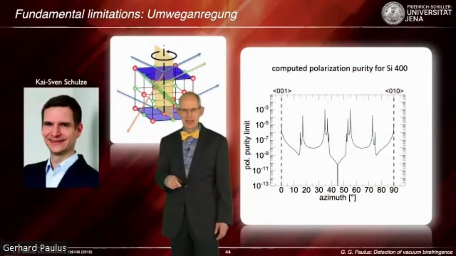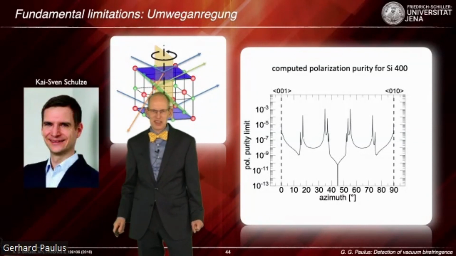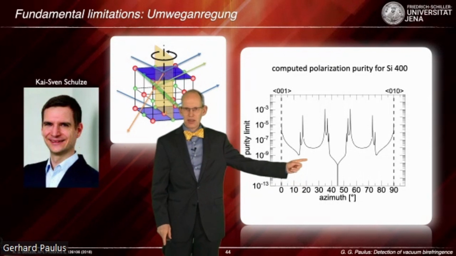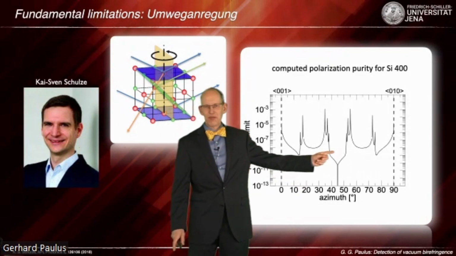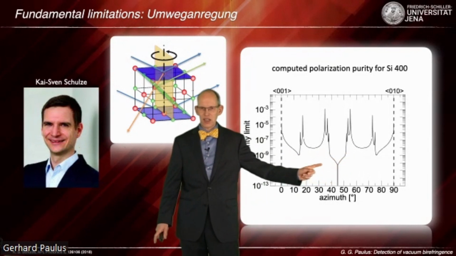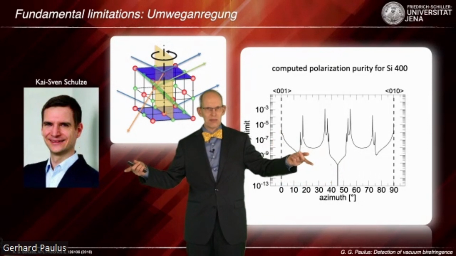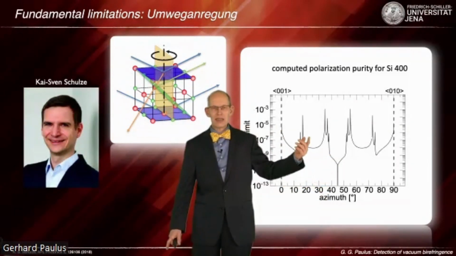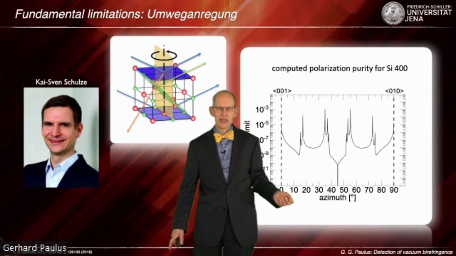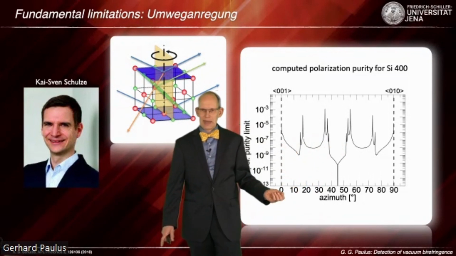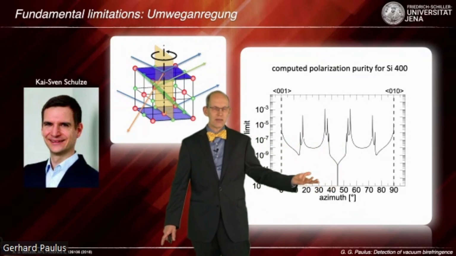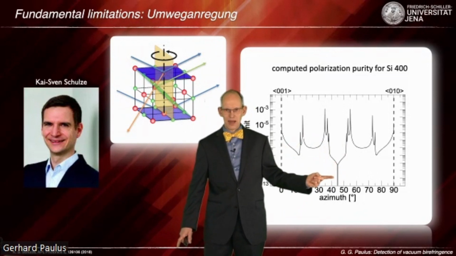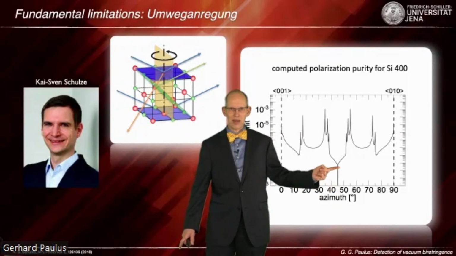So here you see Kai-Sven Schulze, and in his PhD thesis, he found a solution to the problem. Namely, he discovered that for certain highly symmetric reflections, all the Umweganregungen interfere destructively, such that the polarization purity is preserved for these highly symmetric reflections, and silicon 400, which was one of our favorites, such that Umweganregung isn't a problem. Of course, you have to find this azimuth very accurately and to align it very accurately.